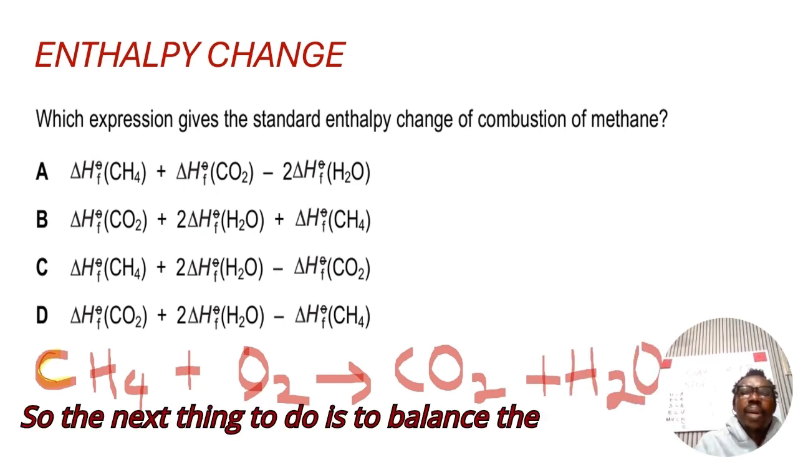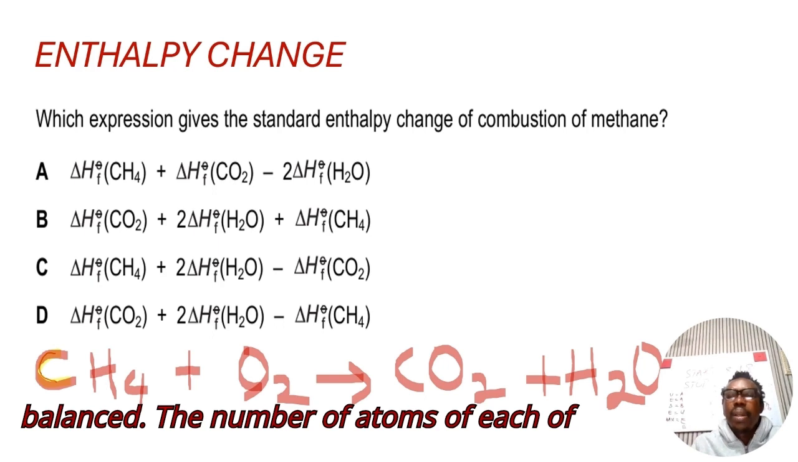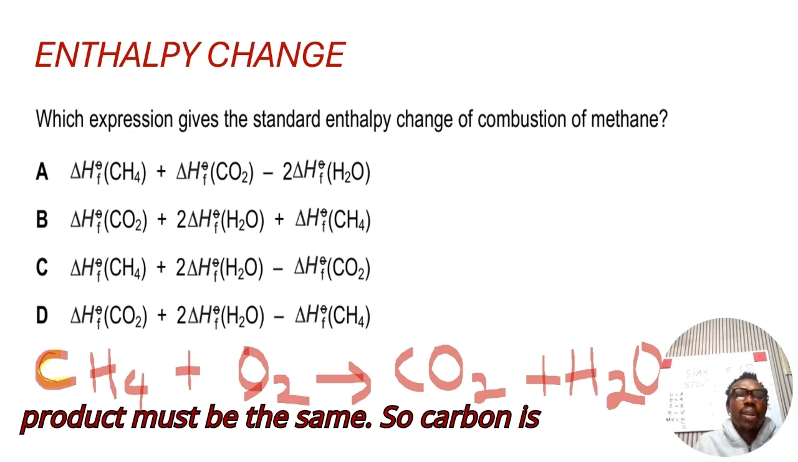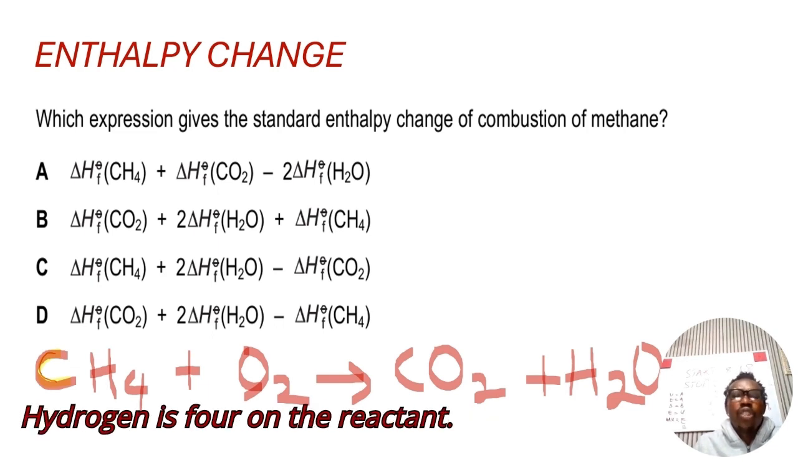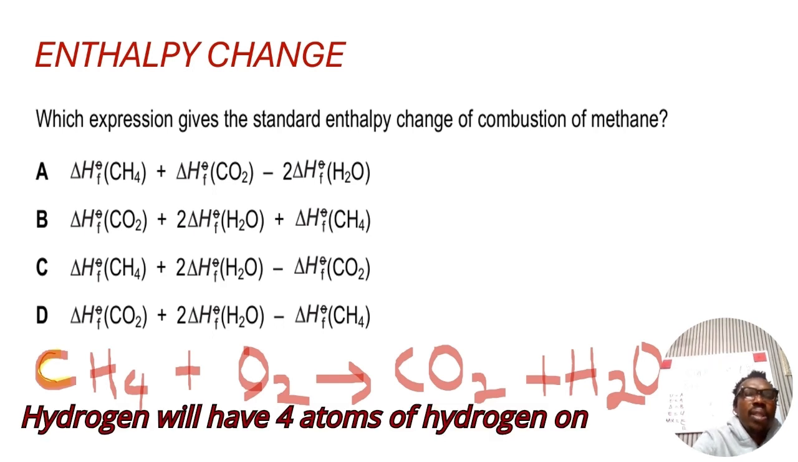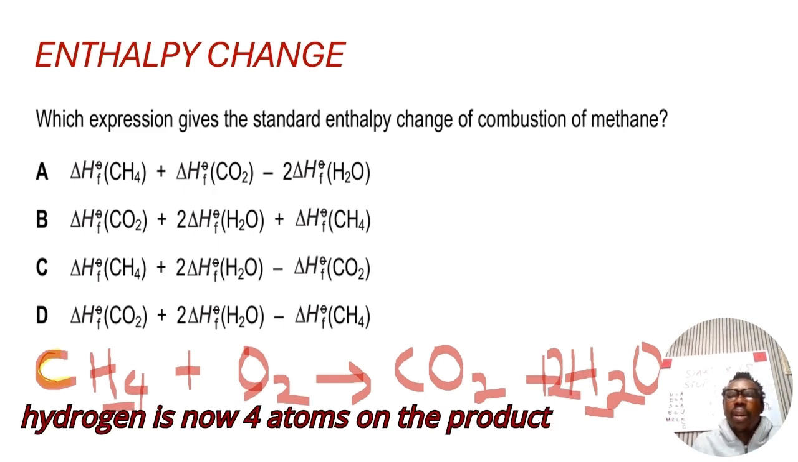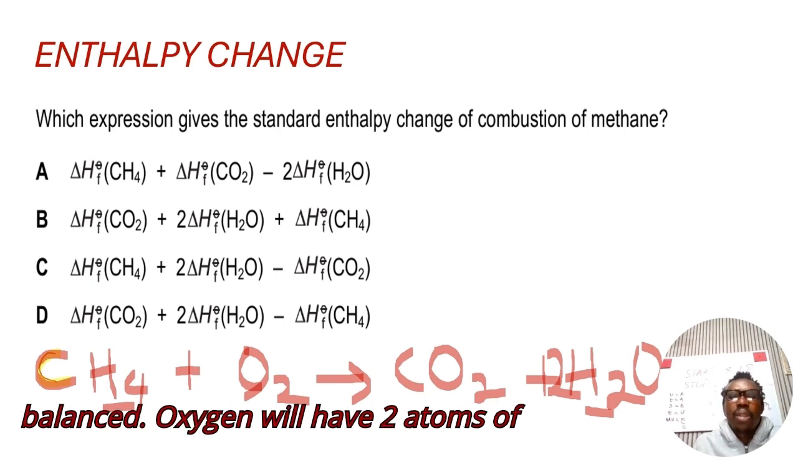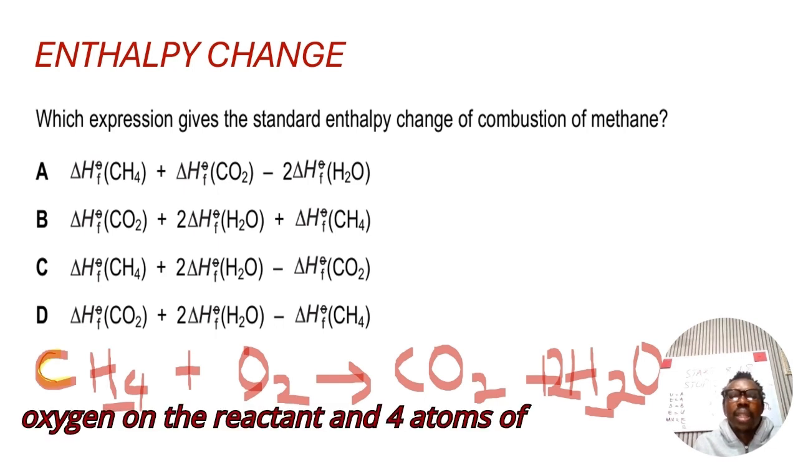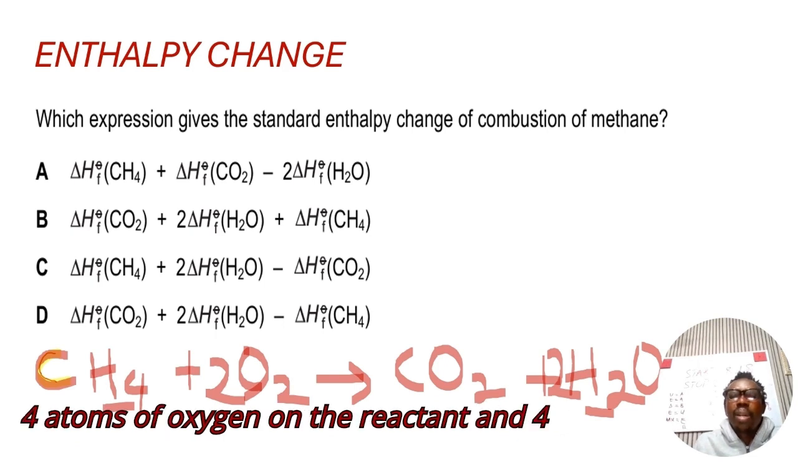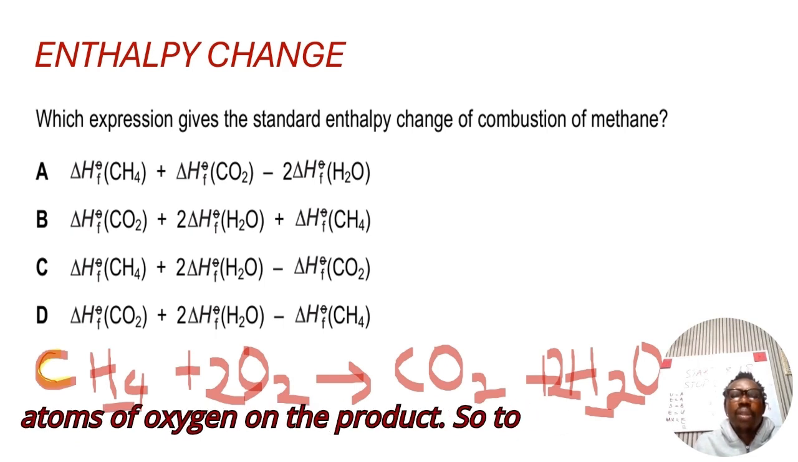So the next thing to do is to balance the equation. Make sure that the equation is balanced. The number of atoms of each of the elements on the reactant and the product must be the same. Carbon is 1 and carbon is 1, so carbon is balanced. Hydrogen will have 4 atoms on the reactant and 2 atoms on the product, so we add 2 here. Hydrogen is now 4 atoms on the product and 4 atoms on the reactant, so hydrogen is balanced. Oxygen will have 2 atoms on the reactant and 4 atoms on the product, so I just add 2 here. Oxygen is now balanced, with 4 atoms on the reactant and 4 atoms on the product.